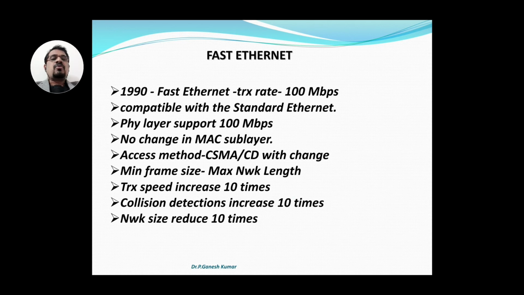Here the important point is, whenever we reduce the minimum frame size, at the same time we are able to increase the maximum network length. That is one way it is possible. But we want to increase the transmission speed 10 times so that we can achieve 100 Mbps. So the collision domain increases 10 times, so the network size reduces 10 times, so that we can make a fast Ethernet with a 100 Mbps data rate.